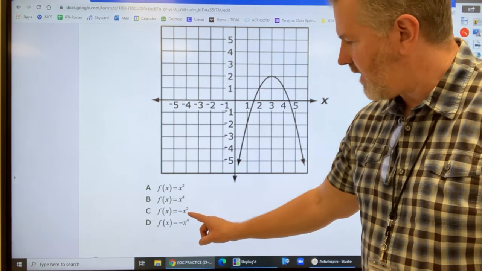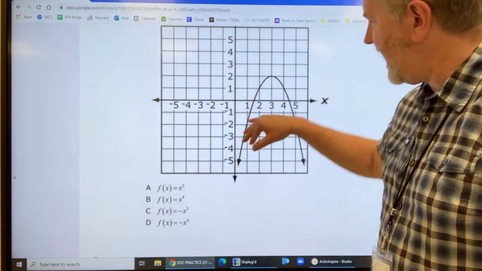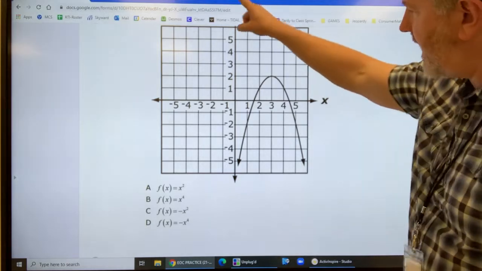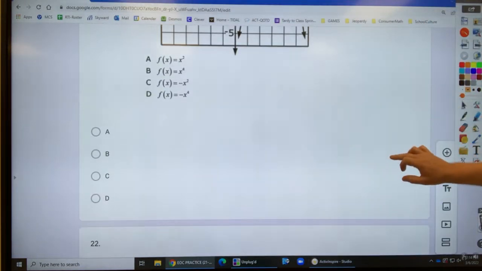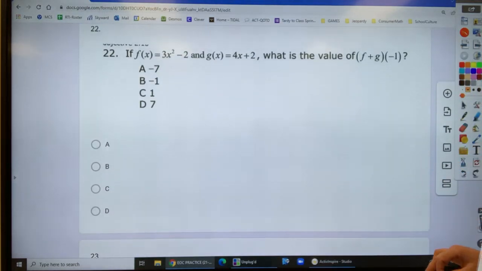We can't call that the parent function, even though that would be an upside down graph, because the fact that it's upside down is inconsequential. The basic graph of that is just your regular old parabola. A should be the answer to that one. It is. All right, number 22.